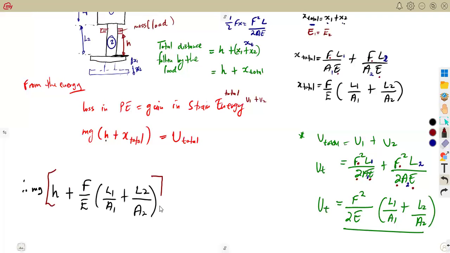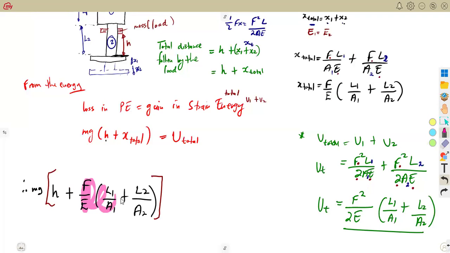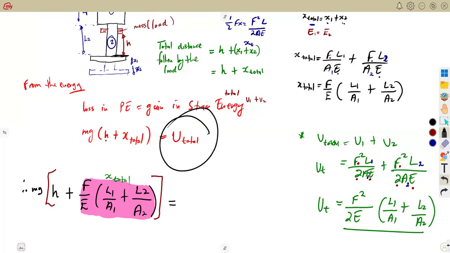And right, so let's close this bracket. So we substituted this whole part here. Let me put it this way: this whole part that I'm indicating here represents our X total. This whole part is our XT, the total extension. We just substituted. We do the same thing on this total, which is the gain in our strain energy.